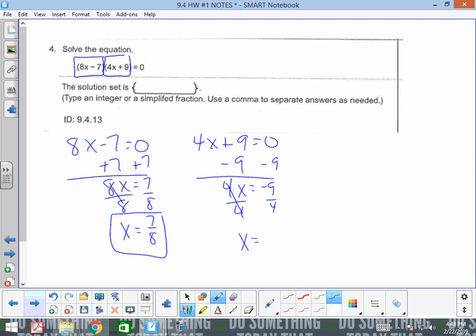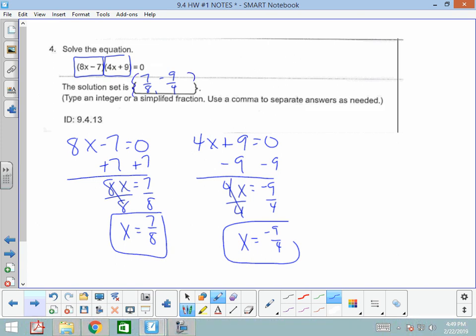So x is equal to -9/4. Another solution, 7/8, and negative 9/4. They wrote the solution set is, and they already put the braces in, you're just putting in the numbers. So this is one way of writing a solution set. Another way is where they have the x equals. They already have that for you, you just have to plug in the numbers in the blank.